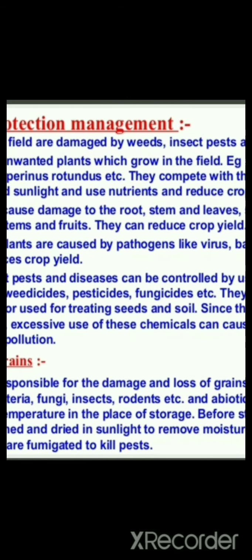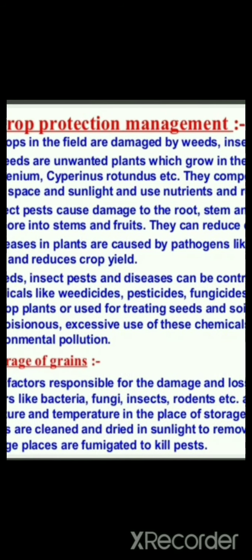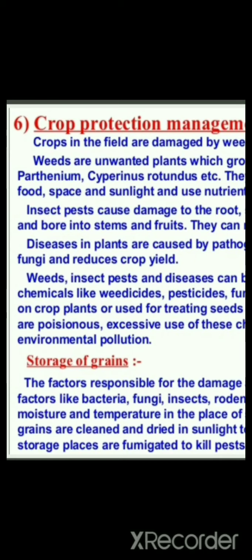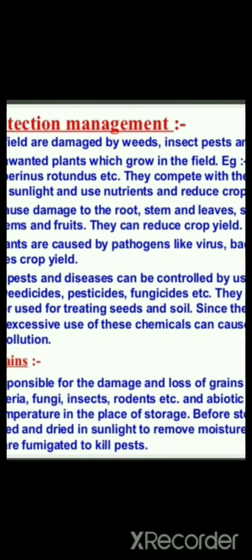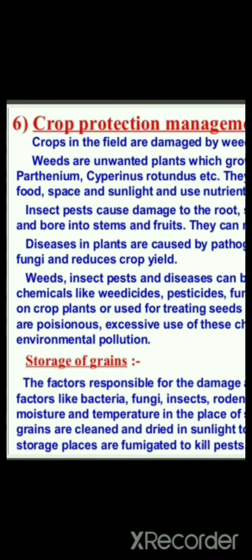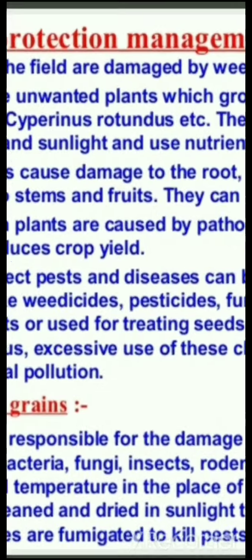Okay, so what we have to do before storage: grains should be cleaned and importantly dried in sunlight. There should be absolutely zero moisture content, because moisture is the suitable place for microorganisms to grow. So we should make sure that grains which are to be stored should be cleaned and dried properly to remove any kind of moisture, and the storage places are fumigated to kill the pests.